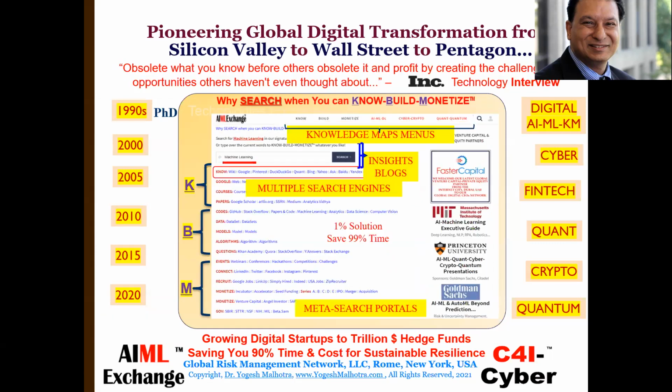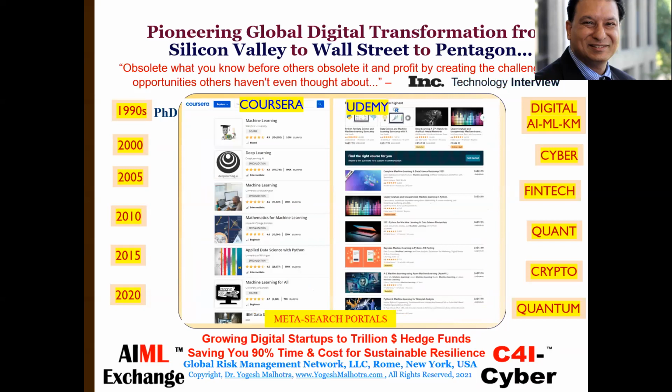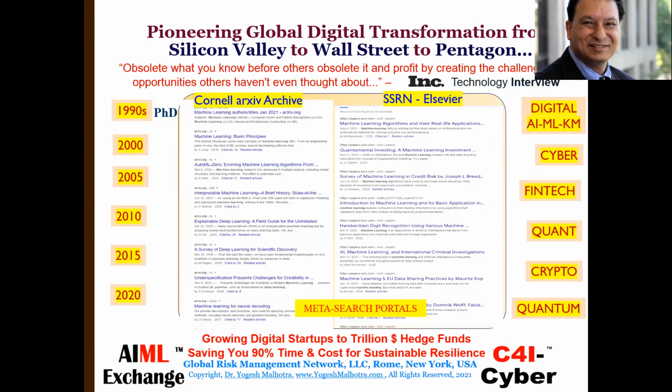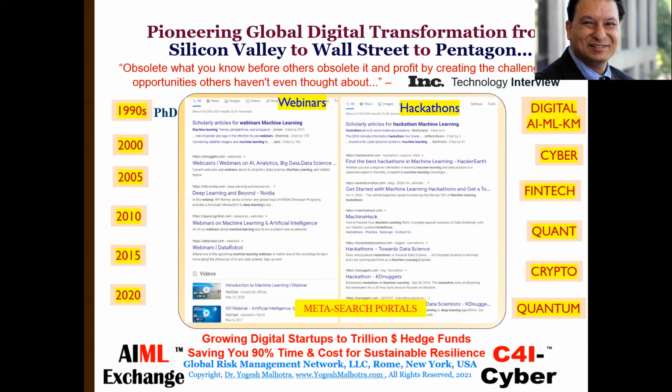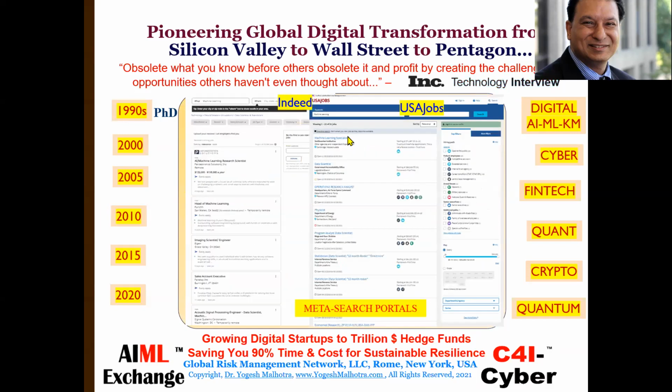What we have right now, basically, multiple search engines, instant blogs, insights blogs, 1% solution, save 99% time. That's what we give to you. In many of these cases, I mentioned some of these and some of others are shown here. Going further, okay, therefore, what we just reviewed are some of the things you can find access through these maps, which I shared with you, right?